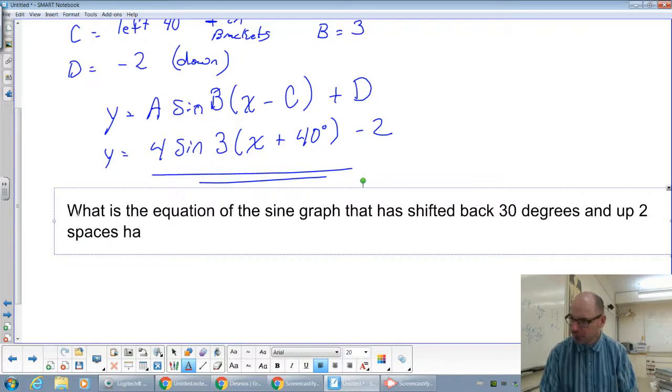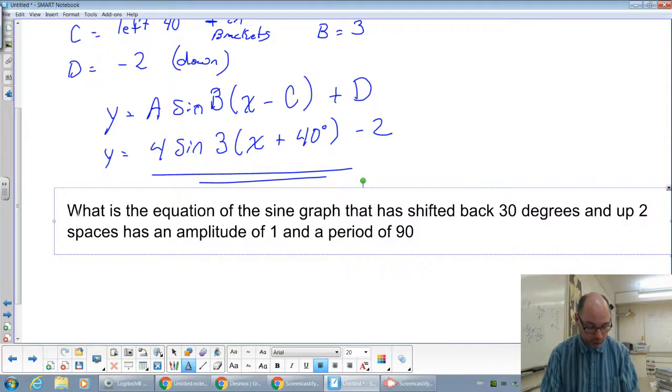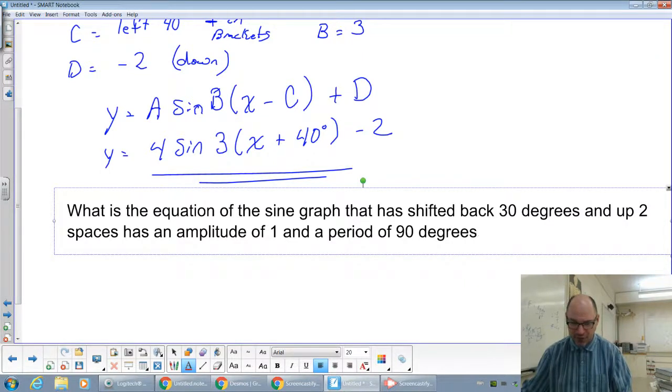has an amplitude of 1 and a period of 90 degrees? Okay, so try that one. I'll give you a couple of minutes. I'm going to pause here and see if there are any other types that we need to look at.